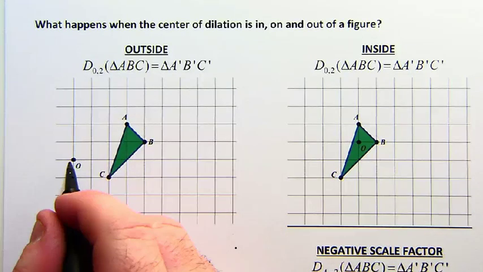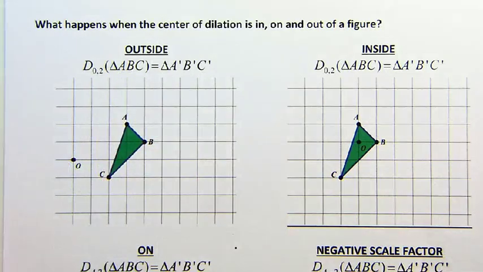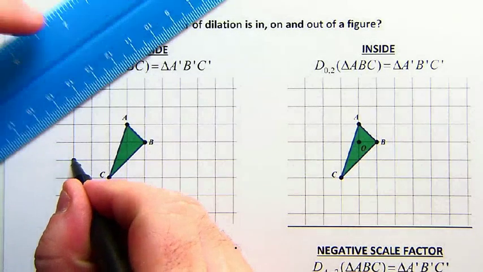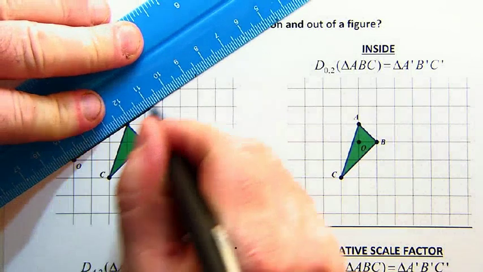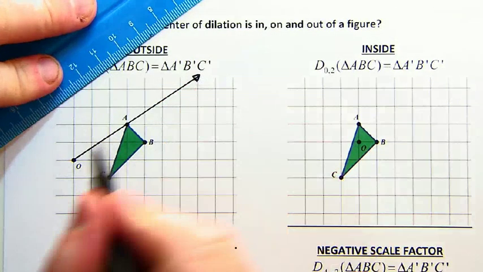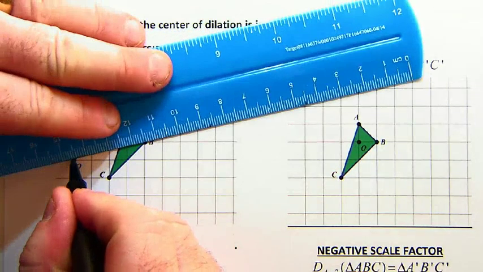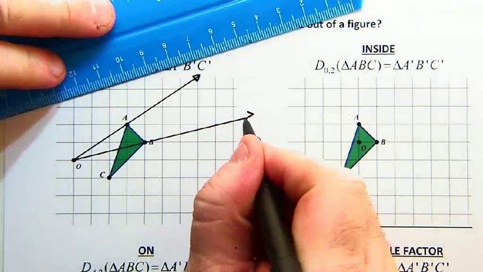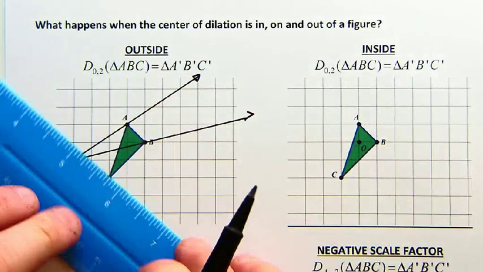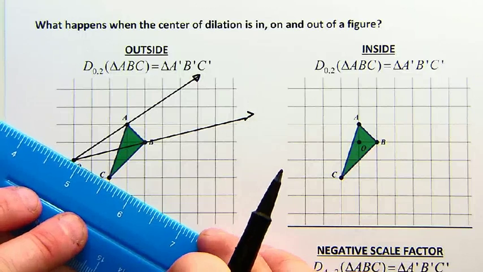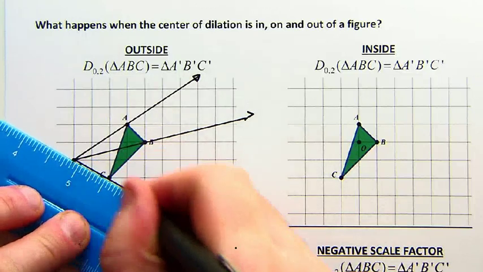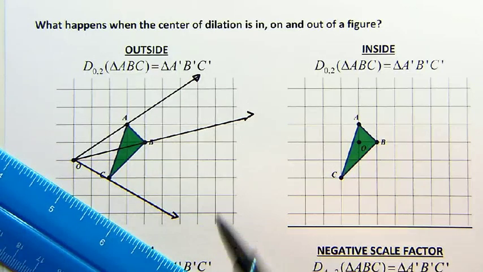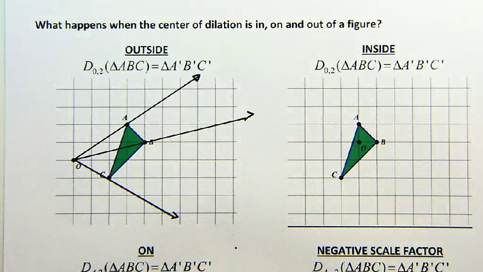So here we are at O. We're going to dilate triangle ABC by a scale factor of 2. What that means is I'm going to draw my rays through OA, OB, and OC. And in doing so, we form our directional rays.